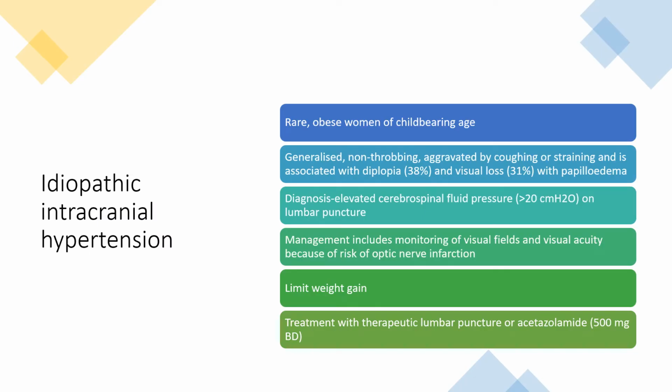Idiopathic intracranial hypertension is a rare condition seen in obese women of childbearing age. It's a generalized non-throbbing headache aggravated by anything that increases the abdominal pressure, things like coughing or straining, and associated with diplopia in 38% of cases and visual loss in 31% with papilledema. Diagnosis is elevated cerebrospinal fluid pressure of more than 20 centimeters on lumbar puncture. Management includes monitoring of visual fields and visual acuity because of risk of optic nerve infarction. Advice is to limit weight gain. Treatment with therapeutic lumbar puncture or acetazolamide 500 milligrams BD can be considered.